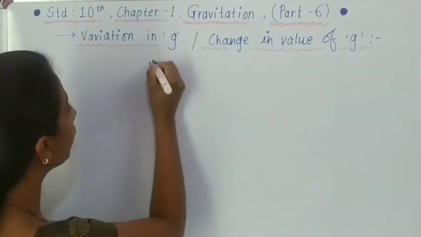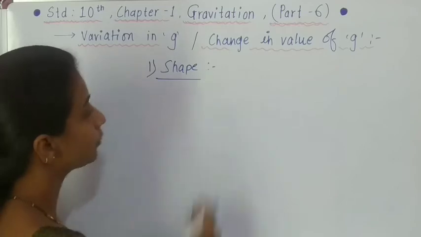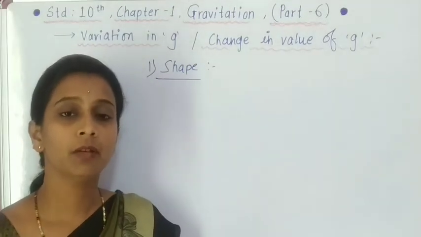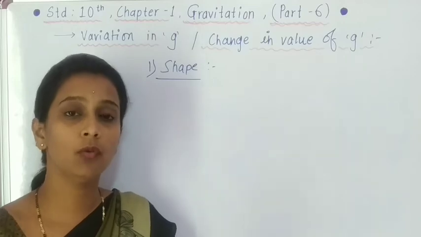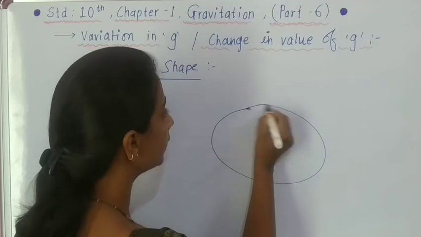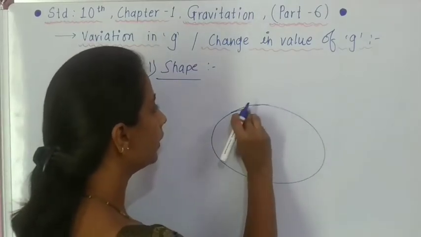First comes shape of the earth. Students, generally we consider the earth to be spherical in shape, but it is wrong. Earth is oval in shape. Earth is what? Oval in shape. It is like this. Okay students? Earth is oval in shape.